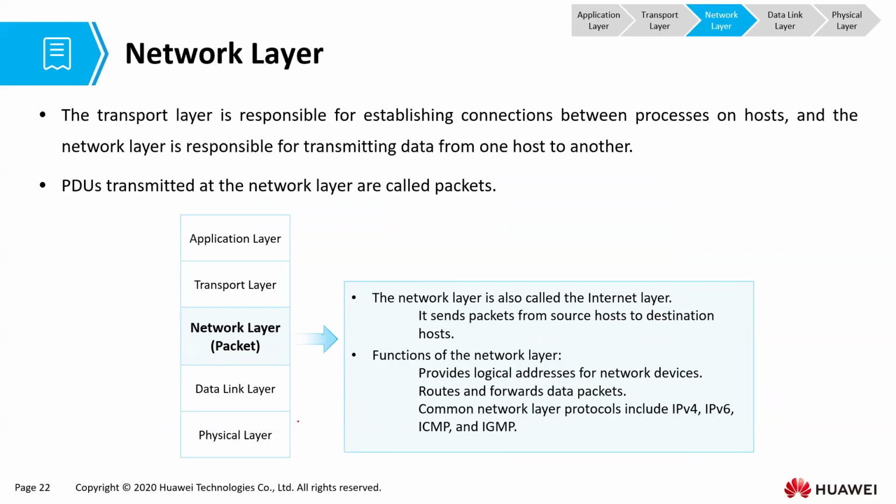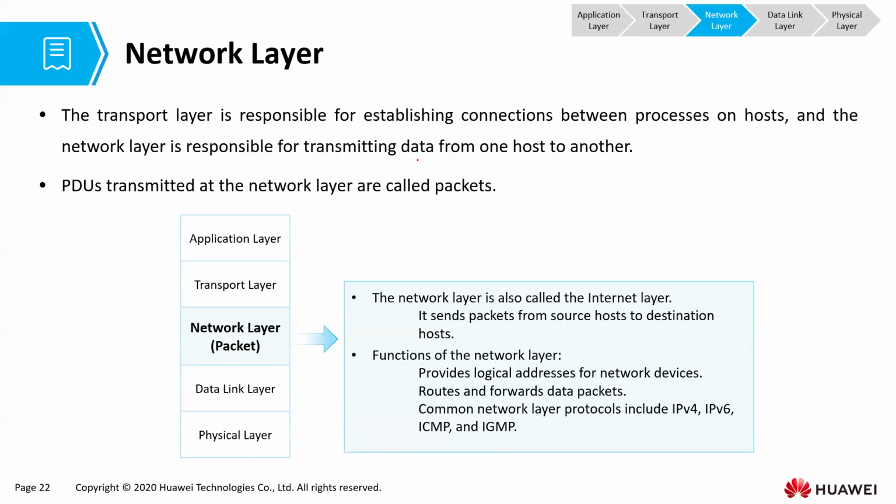Network layer, like I said, is responsible for IP addressing and network routing. The transport layer is responsible for establishing connections. The network layer is responsible for transmitting data from one host to another. So here it's not transmission as it is, but the logical connections, IP addressing, finding the best way to get to the destination. That is where it happens.